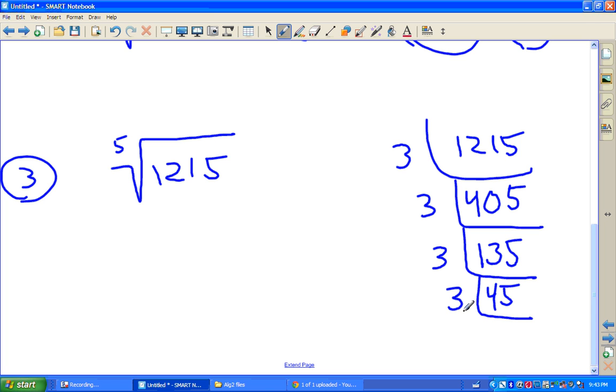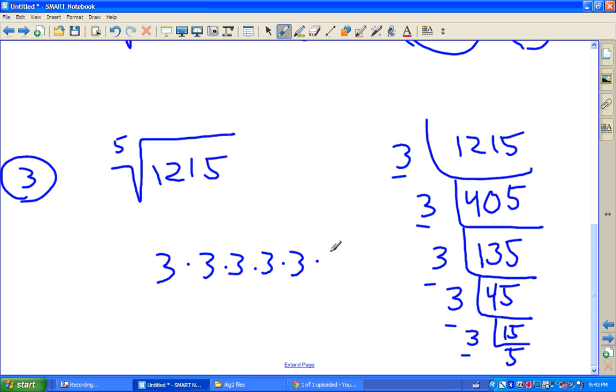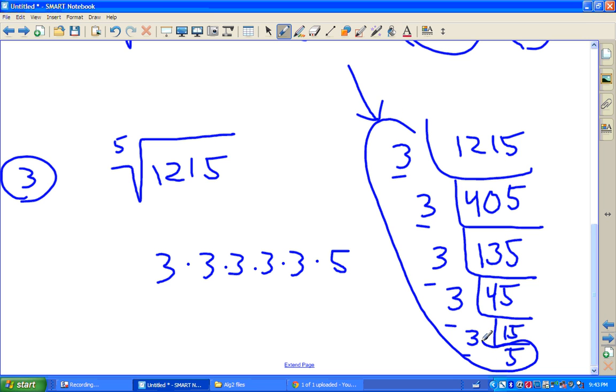Now these are numbers I know. 3 goes into 45 15 times, and then I get a 5 left. 5 is a prime number. I can't divide it any further. Oh, look, that's 3 to the 1, 2, 3, 4, 5. There's 5 threes there. That's 3 times 3 times 3 times 3 times 3 times 5. This is called the prime factorization of that number. Hopefully you've done that in another math class.